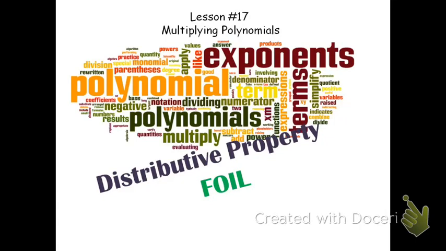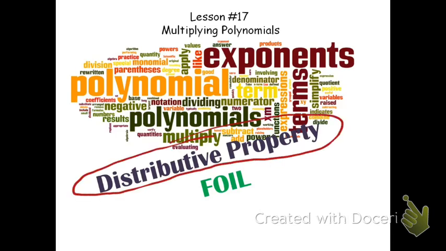EACC Math Lesson number 17, Multiplying Polynomials. Today specifically we're going to look at two methods, or things we need to use, when we multiply. One's the distributive property, and the second is this little acronym FOIL, which specifically applies to multiplying a couple of binomials together.